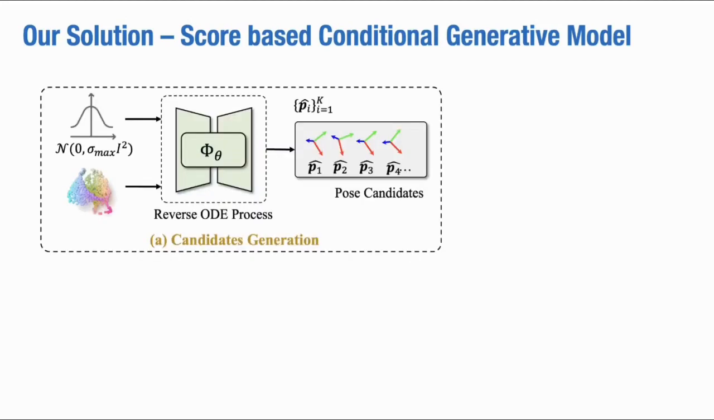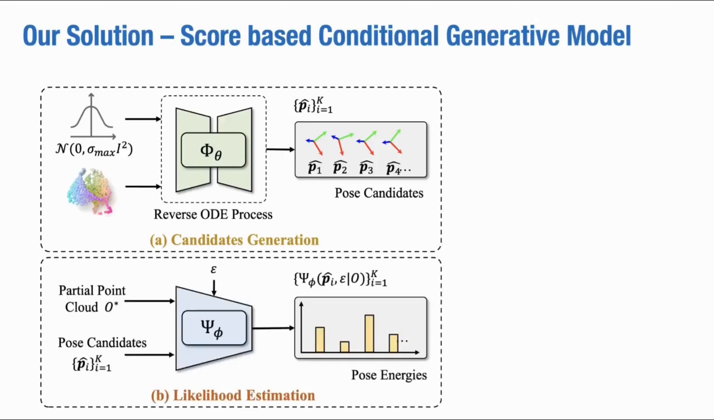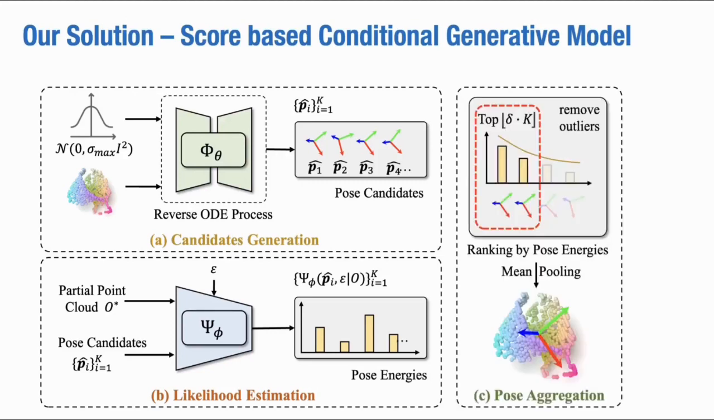During inference, given an unseen point cloud, we first sample a group of pose candidates via the score model. Then, we estimate the likelihoods for the candidates via the energy model. Finally, we rank the candidates with the energies and filter out low-ranking candidates. The remaining candidates are aggregated into the final output by mean pooling.